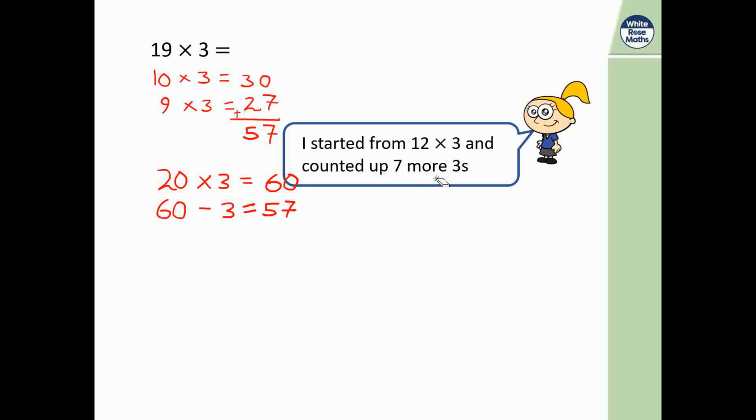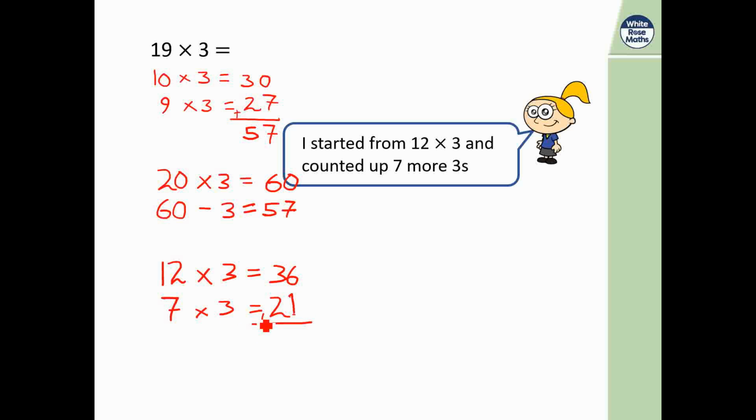Okay, that's one way of doing it, so let's have a look at the way she's done it. So she's done 12 times 3. Now we did look briefly at what 12 times 3 was. What's 12 times 3? 36, good. And then she did 7 times 3. And that gives us 21. Remember, 7 times table, 21.